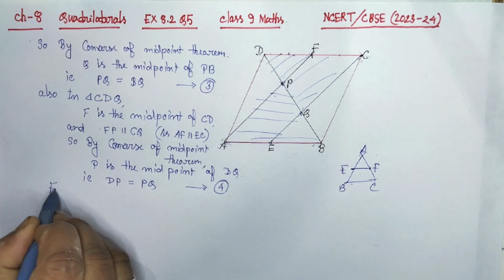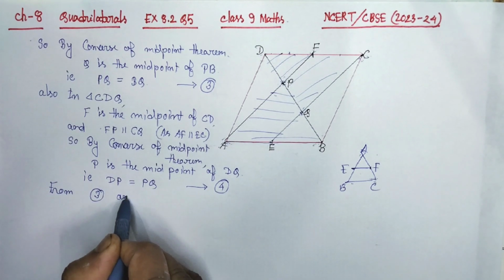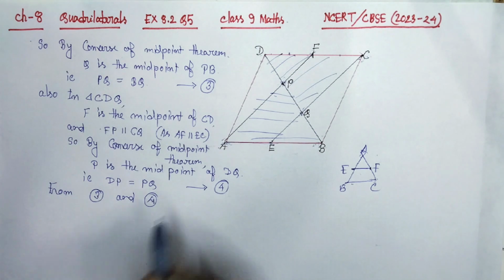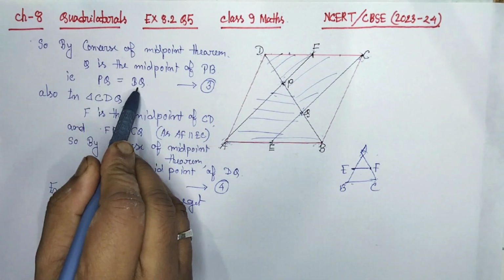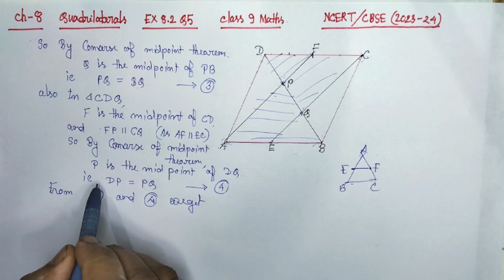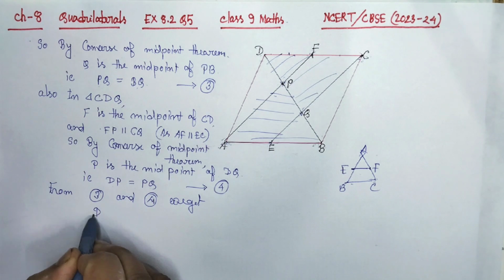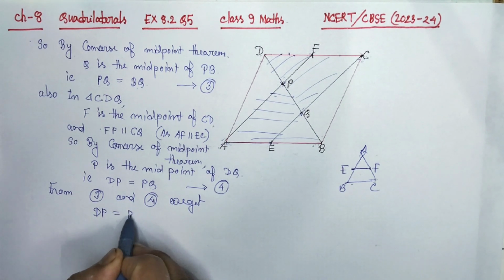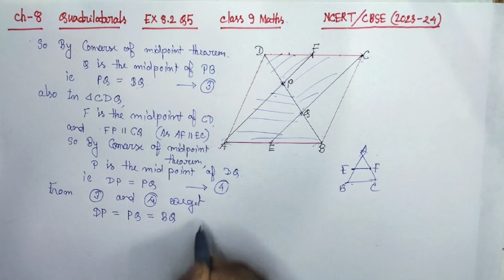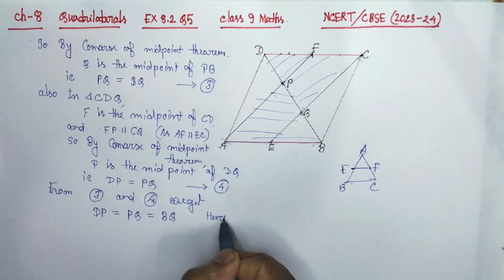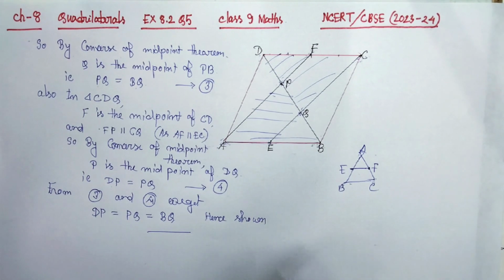From 3 and 4 we get, PQ equal to BQ, and also DP equal to PQ, so all are equal. So DP equals PQ equals BQ. So hence proved, hence shown. So today's class is finished.